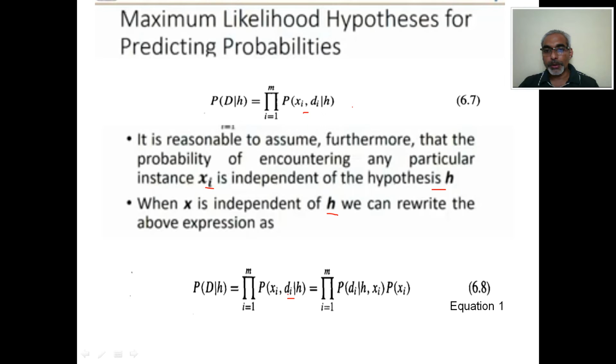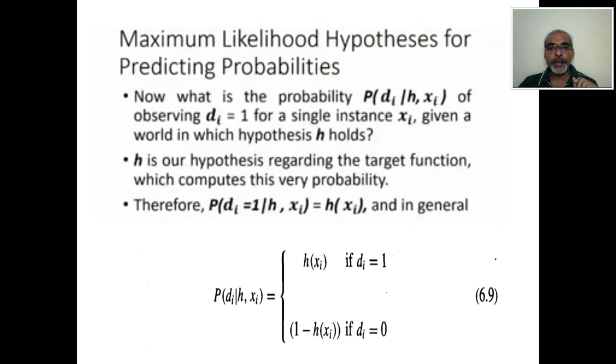we'll take this term first, probability of di given h comma xi multiplied with probability of xi. How we got this? This is by Bayes theorem. So you are going to apply your Bayes theorem. With the help of the Bayes theorem, we are going to write this. So probability of xi comma di given h can be written as probability of di given h comma xi into P of xi. Right? So let us consider this as equation 1, or as in your textbook, it is 6.8. Now let us assume this is our first equation.